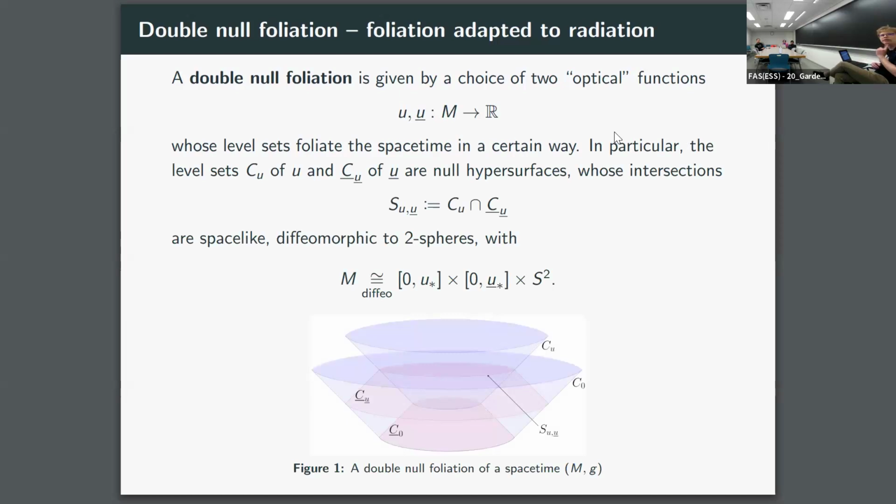And so just a picture here, right, I have the blue outgoing level sets of the function u, and the red incoming level sets of the function u bar. And for any point in the spacetime, if you want to know where you are, all you have to do is ask what u value are you at, what u bar value are you at, and then what point on the resulting S2 are you at? Right, and this is going to give me a foliation of my spacetime. Null foliation because these are null hypersurfaces, double because there are two of them. This is a very different type of foliation than maybe the usual t-x foliation.